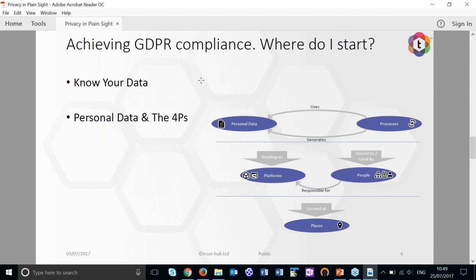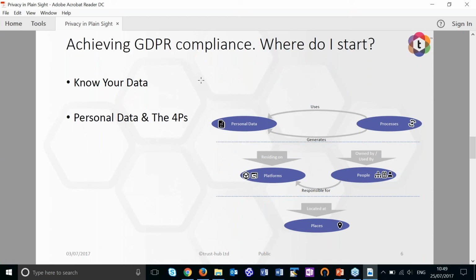So achieving GDPR compliance, where do I start? So TrustUp, we have the privacy lens, which is our lifecycle management tool. Within that, there is an abstract model. At the heart of that is what we call personal data and the 4 Ps. So you have personal data within your organization held in various repositories. That data interacts with the 4 Ps.